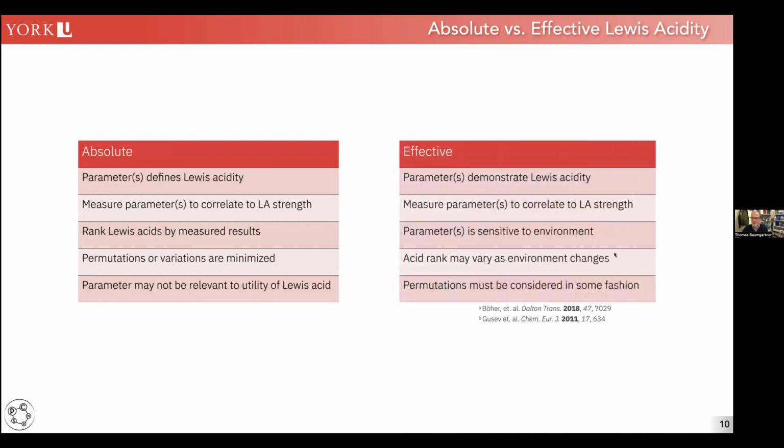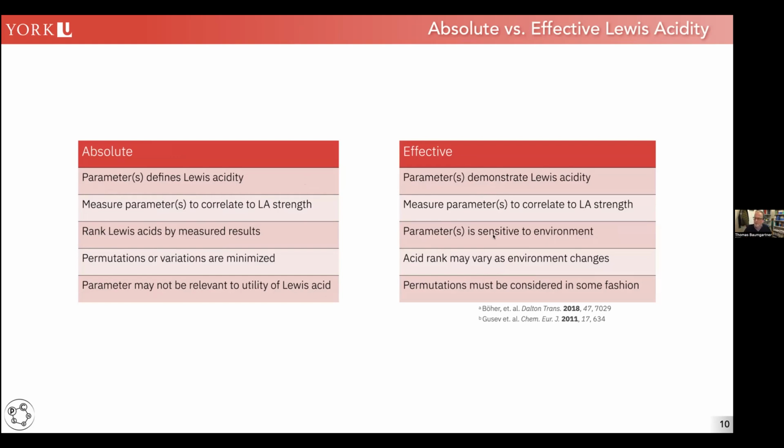We really do not want to define a specific Lewis acidity value, like a pKa for hydrogen or hydrochloric acid, for example. We've already shown the effective Lewis acidity is basically the result of putting the Lewis acid into an environment: how Lewis acidic is that environment, and not necessarily the specific species. So the parameter that we get will demonstrate the Lewis acidity. We can still measure this, and we can still correlate that. If it's a larger number, then this should be a stronger Lewis acidic environment, or effective Lewis acidity.